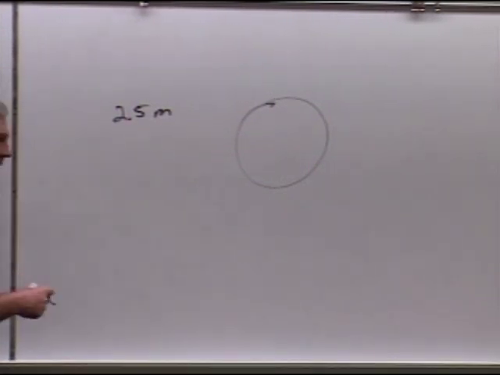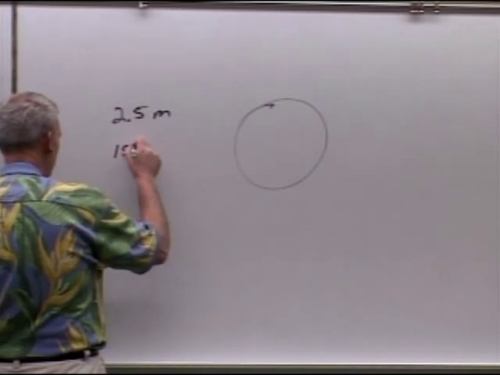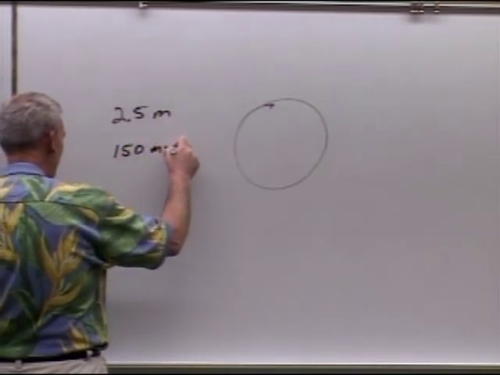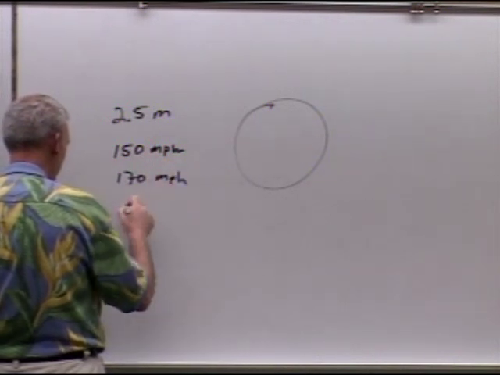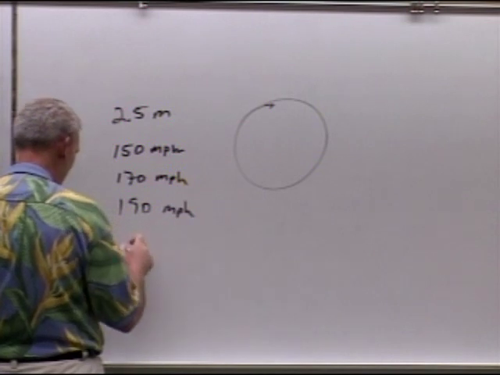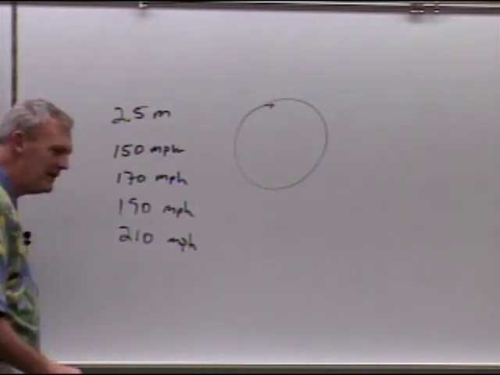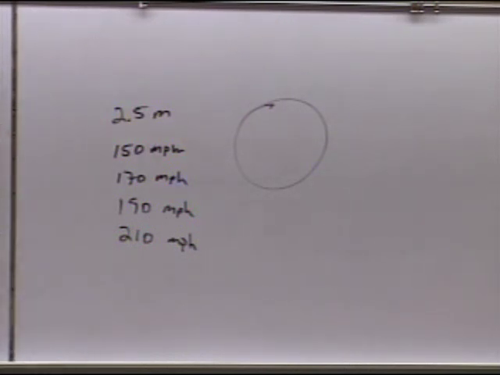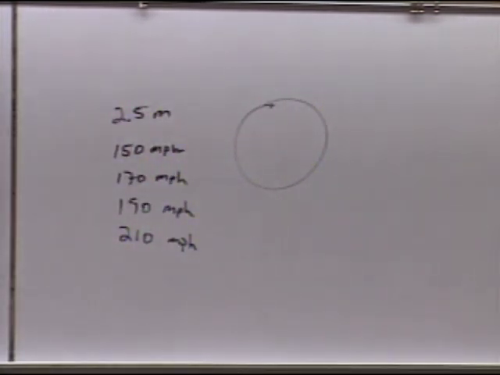And let's say they're in qualifying times. First lap is 150 miles an hour. Second lap is 170 miles an hour. Third lap, he's giving it the juice a little bit more, 190 miles an hour. And the last lap, A.J. Foyt is now going 210. I'm dating myself. I don't even know if A.J. Foyt's still alive. But anyway, 210 miles per hour. Okay?